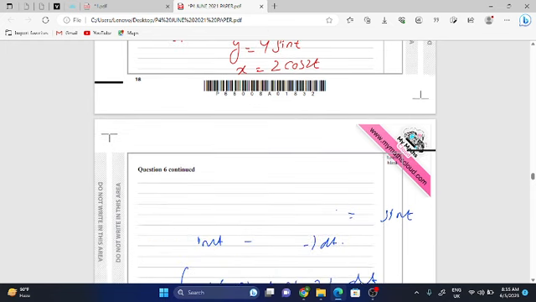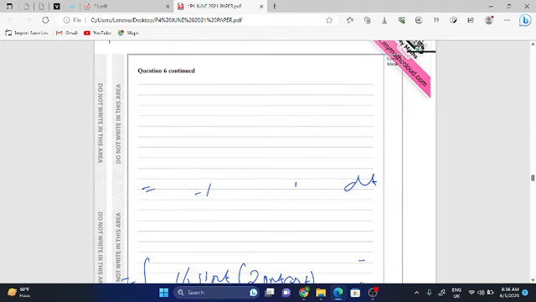I was teaching this whole thing in my morning class, so its solution was written over here. Let me erase it first.